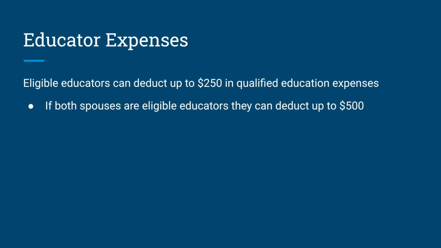And so eligible educators can deduct up to $250 in qualified education expenses. If both spouses are eligible educators, they can deduct up to $500. But an important note here for you to consider is that they each can only deduct $250 max. So if two spouses were eligible educators, then each of them could deduct $250 and add that together for $500, not necessarily $300 for one, $200 for the other, add to $500. That is not how that would work.